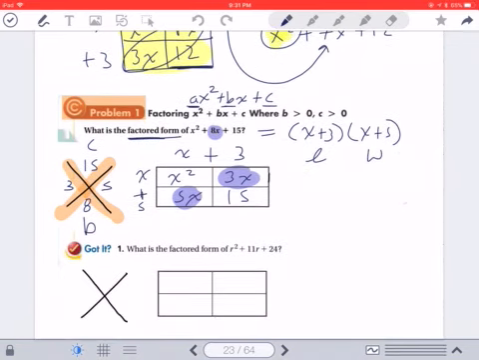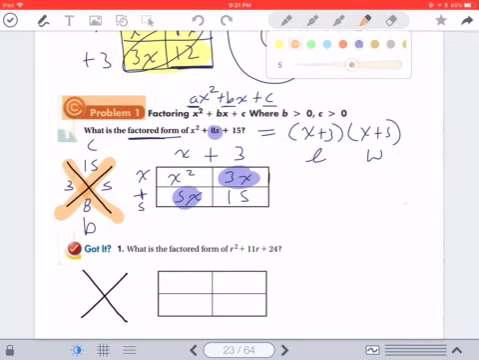Okay, pause the video, try this got it problem that I'm highlighting right here in orange.